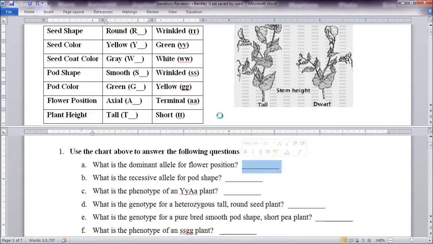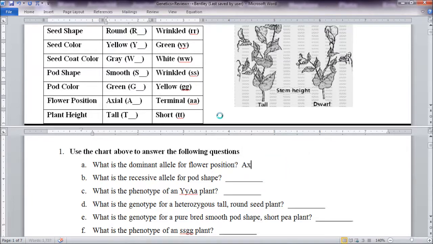So starting off, number 1A. It says, what is the dominant allele for flower position? And the dominant allele is axial. That trait, axial. You could also tell me just capital A is fine. The recessive allele for pod shape, as you just come up to pod shape, it is wrinkled, turns out. We know that because it is lowercase. Oh, wrinkled is S. Okay.